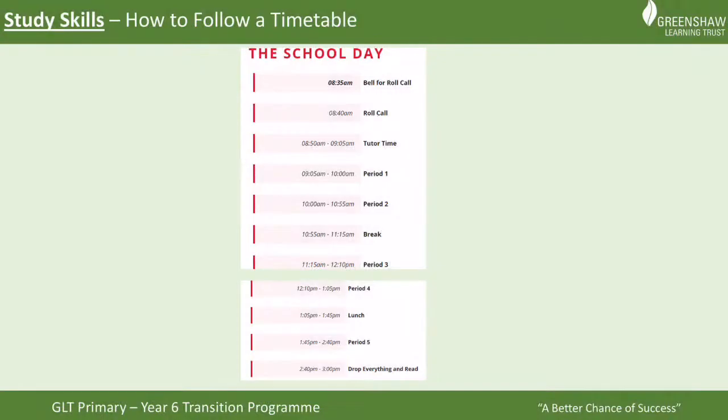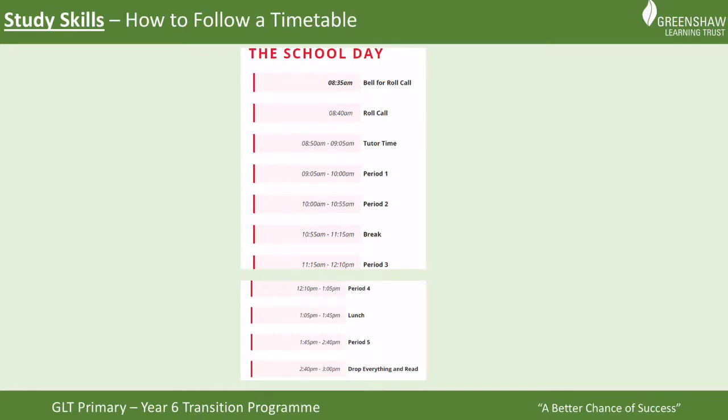Now that we've looked at the weekly timetable, we're going to look at the daily timetable. Take some time to look over a Year 7 daily timetable for secondary school. Can you see that lunch is really late at 1:05? Your tummies might be really hungry by that time.